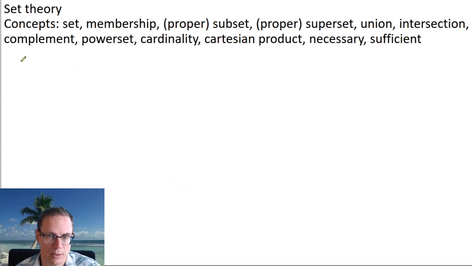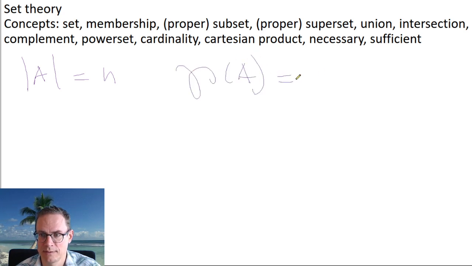So cardinality, well, I just talked about it. The cardinality of A can be a number n, and we just said that the power set of A in that case is then 2 to the power of n. Sorry, so the cardinality of a set is simply the number of elements, and you write it down with vertical lines on both sides of the name of the set in question.